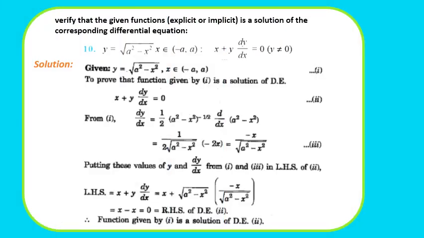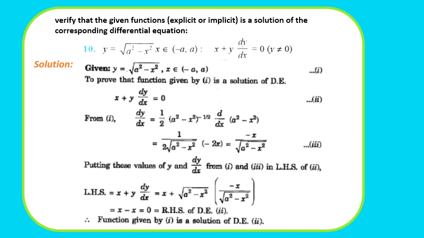Moving to question 10. Verify that the given function is a solution of the corresponding differential equation. We have y = √(a² - x²), and we have the differential equation x + y dy/dx = 0. So given is y = √(a² - x²), and we have to prove that this will be a solution of x + y dy/dx = 0.